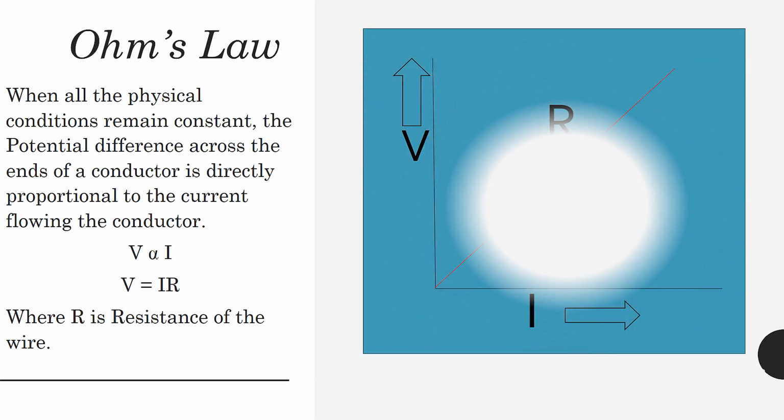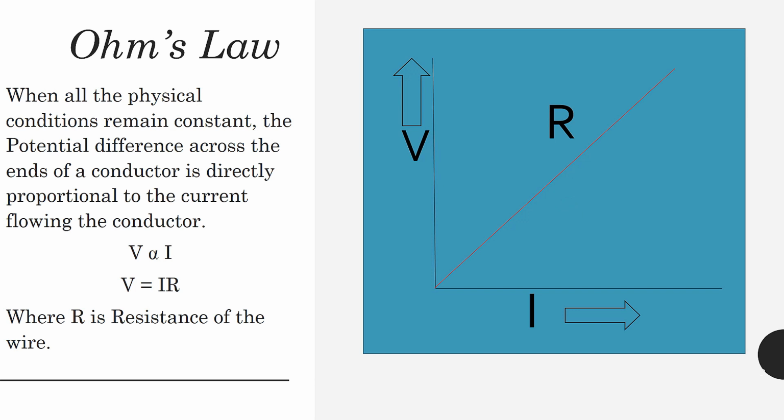If we plot a graph between V and I of an ideal conductor, we will see that the graph is a straight line, which is denoted here by the red line. This graph shows the resistance of the wire.